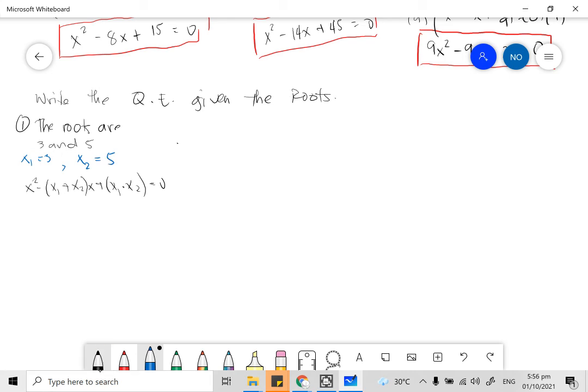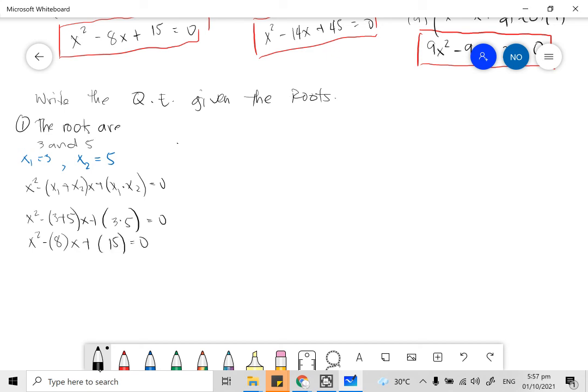Now, let's substitute na. X squared, the value of x sub 1 is 3, and then plus x sub 2, which is 5, x plus x sub 1 is 3 times x sub 2, which is 5, equal to 0. Solve na natin. X squared minus 3 plus 5 is 8, x plus 3 times 5 is 15.